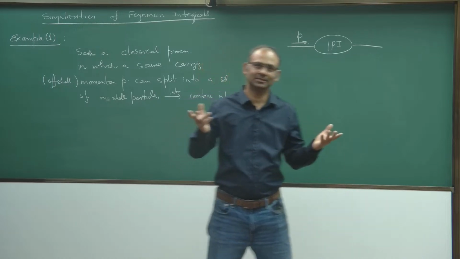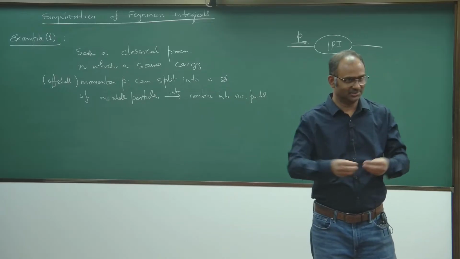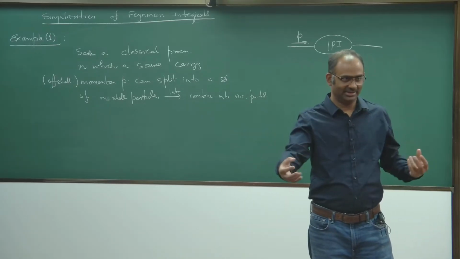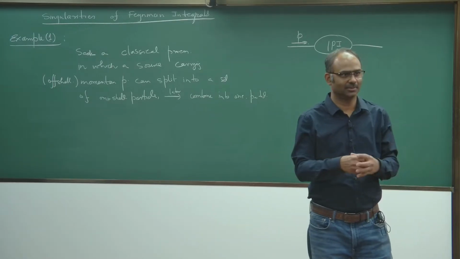No, momentum conservation is not a problem. I'm allowing momentum conservation. So you have a particle, it splits into two, they go back to back. You arrange that the momentum is 0. So if that is p, that's minus p. That's fine. That's not a problem.